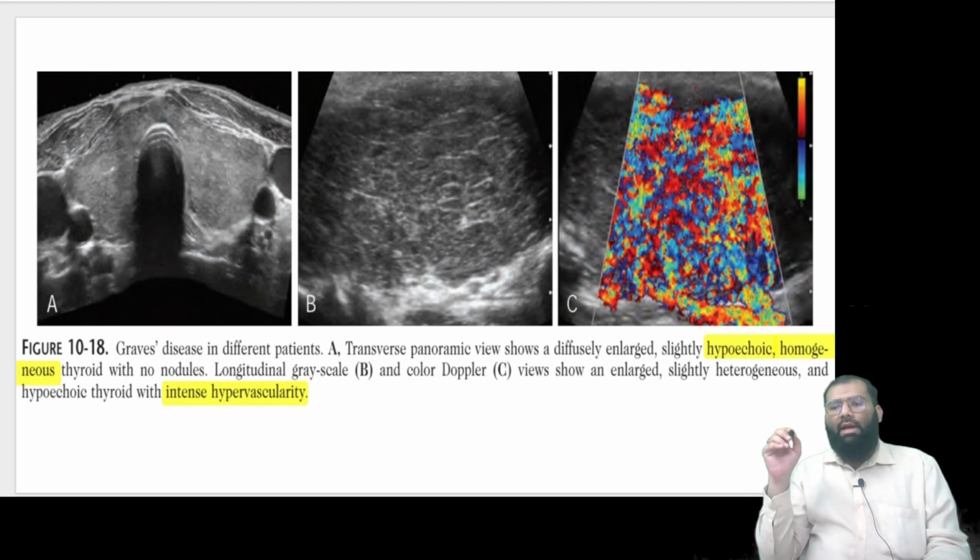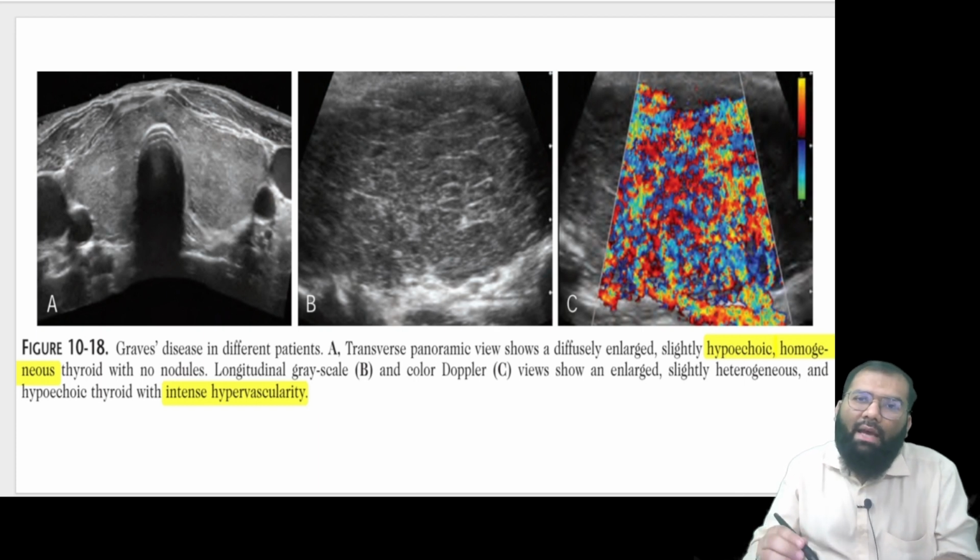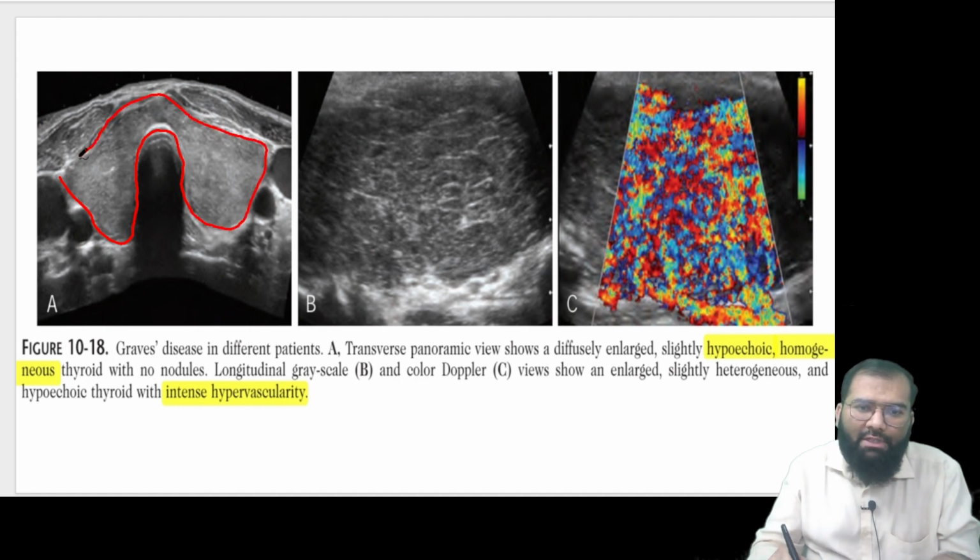So when you are diagnosing it on ultrasound, we don't say whether this is Hashimoto's thyroiditis, or that this is a Graves thyroiditis. We just say that this is thyroiditis. Simple. So now let us look at these images. So you can clearly see how enlarged this gland is. So you can see this is thyroid gland which is enlarged.